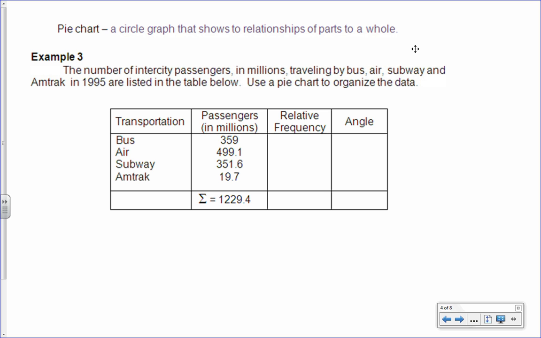Okay. So here in example 3, we have the number of inner city passengers in millions traveling by bus, air, subway, and Amtrak in 1995. Again, this is actual data. Use the pie chart to organize the data. Okay, so what does this mean right there again? Sigma means sum, very good.